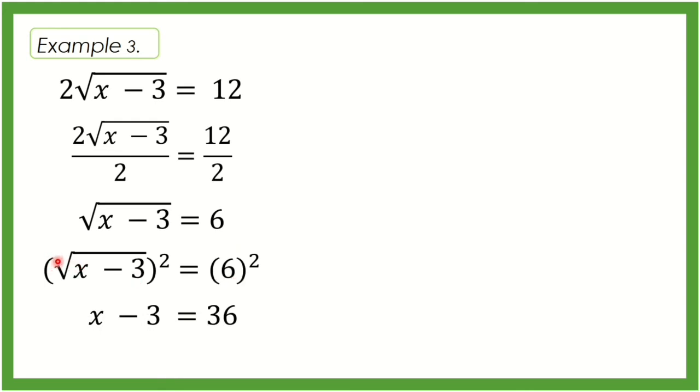Since pareho ang ating order and exponent, ang maiiwan na lang yung ating base na x minus 3. Square of 6 is 36. 6 times 6 is equal to 36. Then, let's solve for the variable. Let's transpose or move negative 3 to the right. Magiging positive 3 na siya. X equals 36 plus 3. 36 plus 3, that is equal to 39.